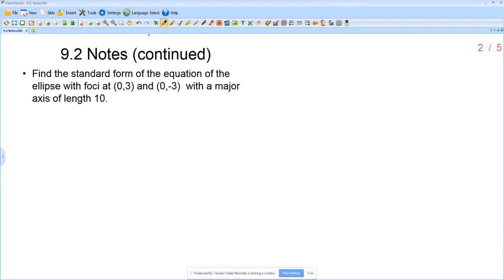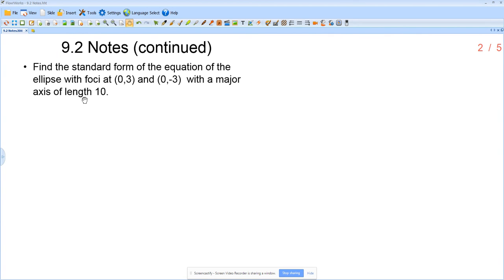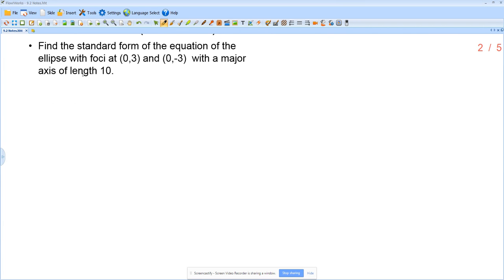Next, find the standard form of the equation of the ellipse with foci, with focal points at 0, 3, and 0, negative 3, and a major axis of length 10. So just like with parabolas, what I like to do is sometimes give myself a little idea of what this sort of looks like.